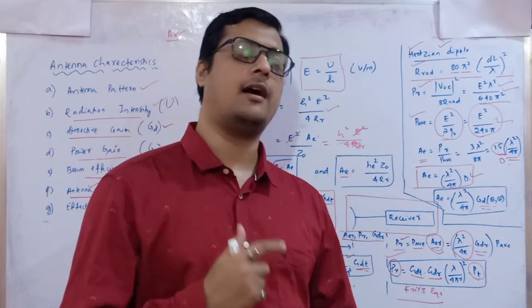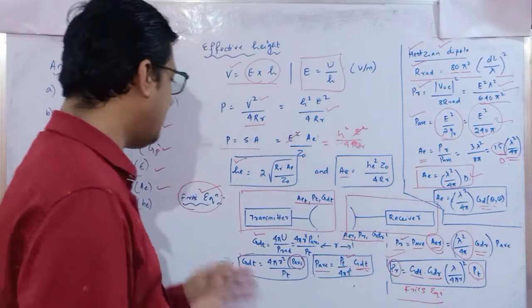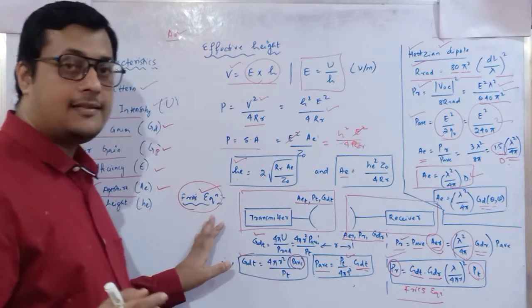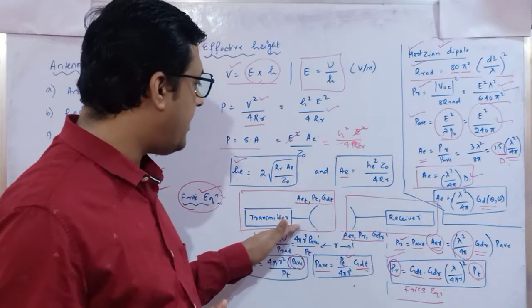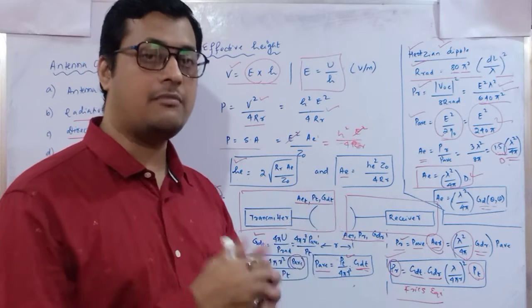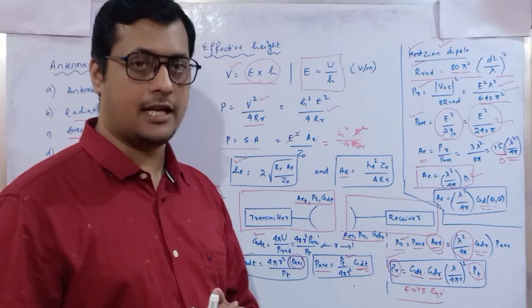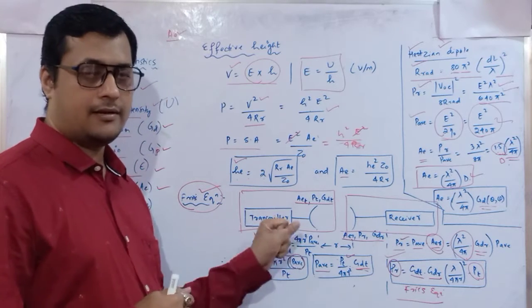Okay, let's see how these particular parameters are going to be analyzed, step by step. That relation is called the Friis equation. The relationship between the transmitter part and the receiver part, if we form a relation of the antenna parameters, that relation is called the Friis equation. Now how we are going to identify that, we will understand step by step.